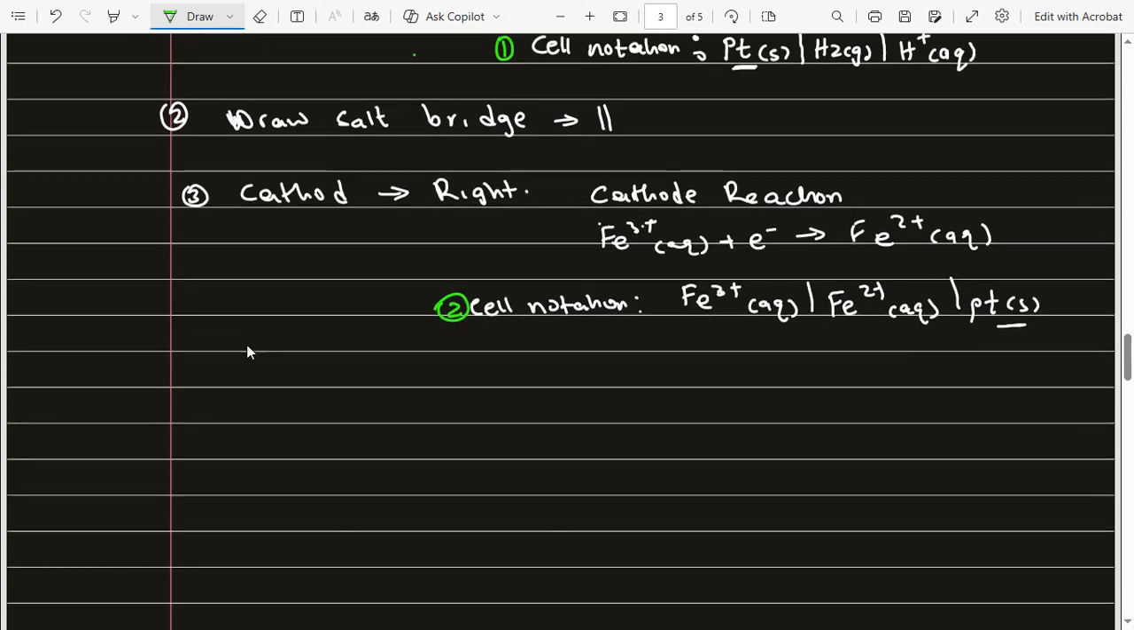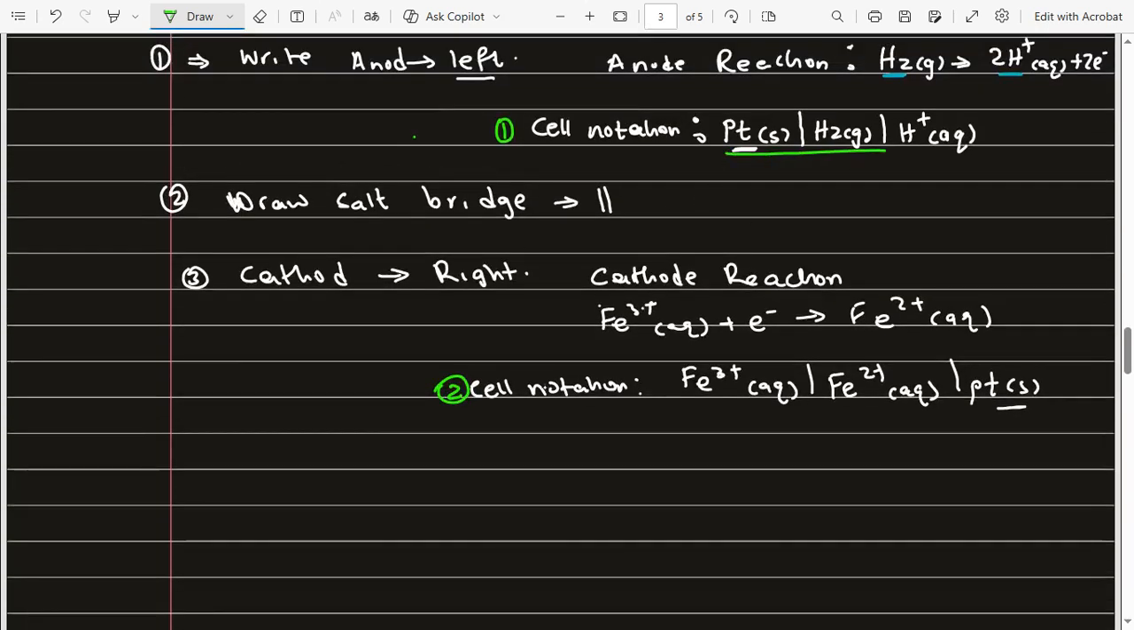So let's write this. I'm going to write everything that I have there. The final answer will be Pt in solid state. Then I have the H2 in gas state. Then I have the H plus, remember, don't include the 2 in front. Then we separate the anode and the cathode by using a salt bridge. So you separate the two by using a salt bridge, then you write that one up.